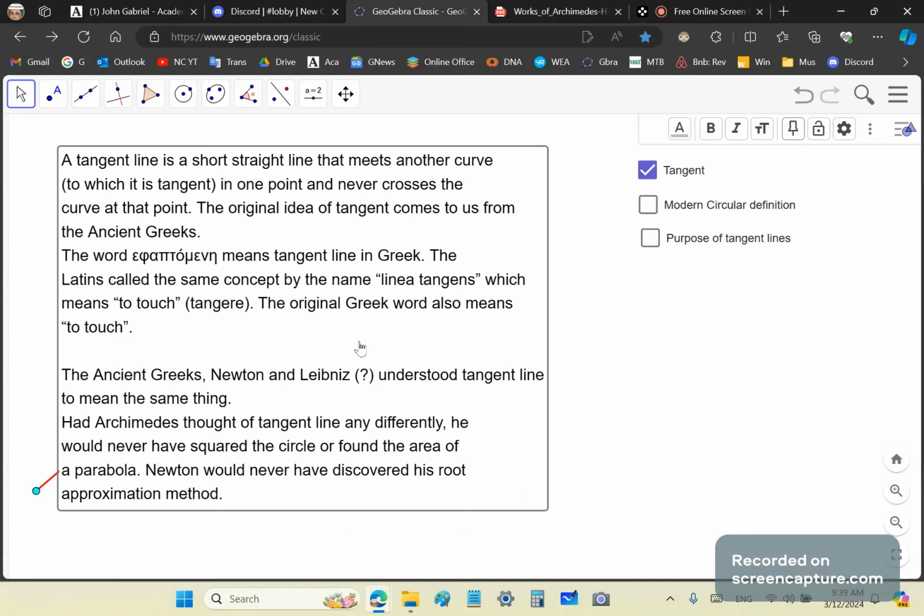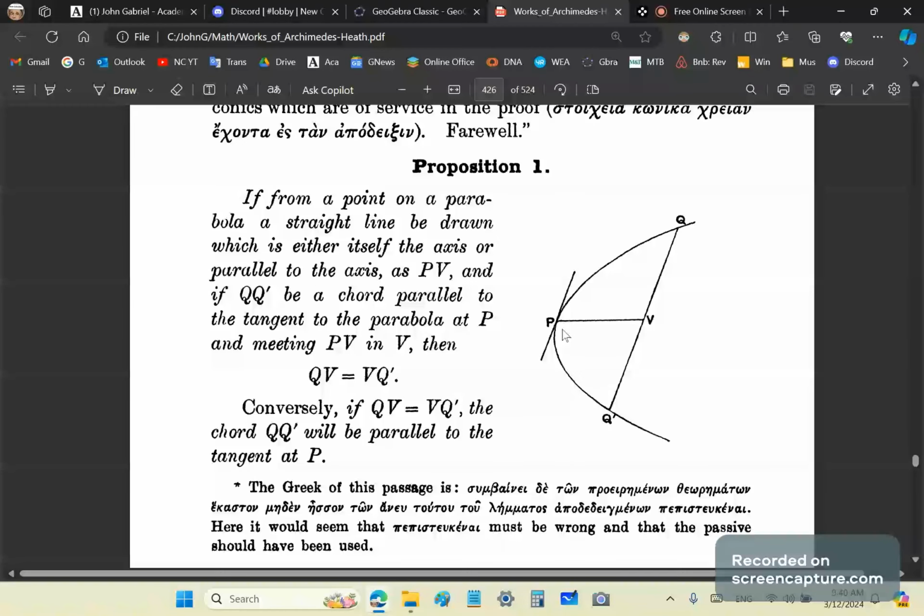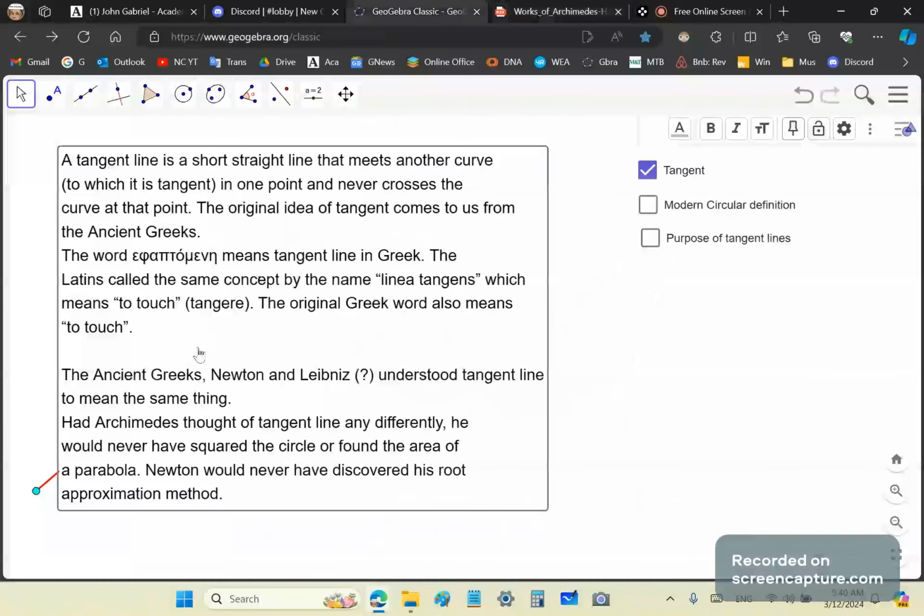Can you imagine Archimedes coming here and saying, "Oh, there's a point of inflection here, and I can't find a chord parallel. So what does that mean for my tangent line?" Had Archimedes thought of tangent line any differently, you wouldn't have had any calculus today, and Newton would never have discovered his root approximation method.